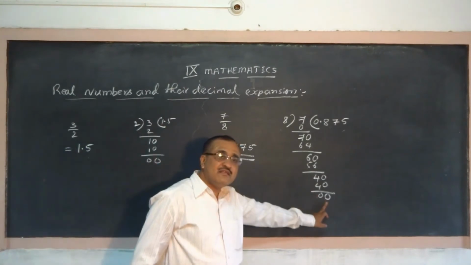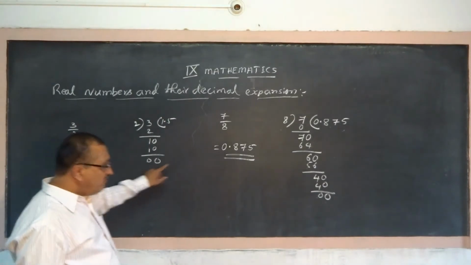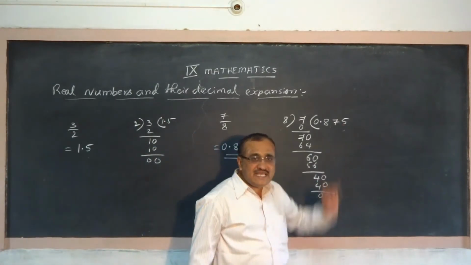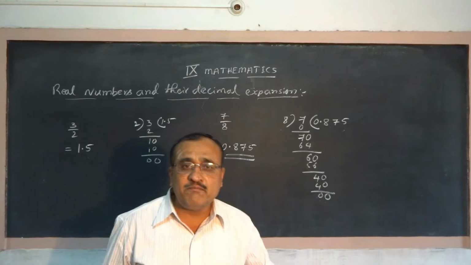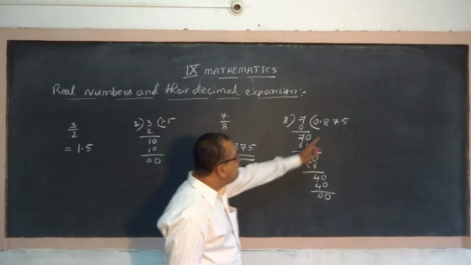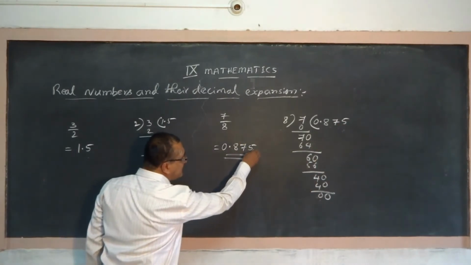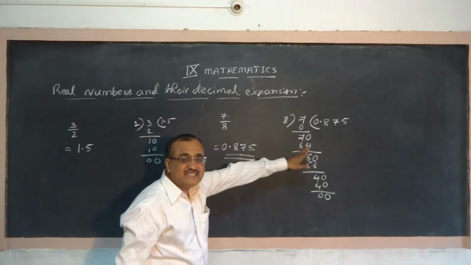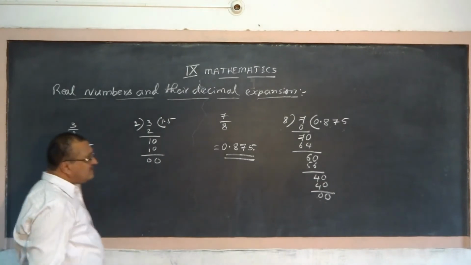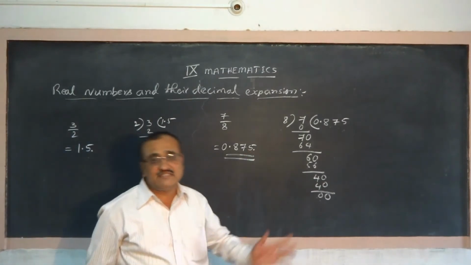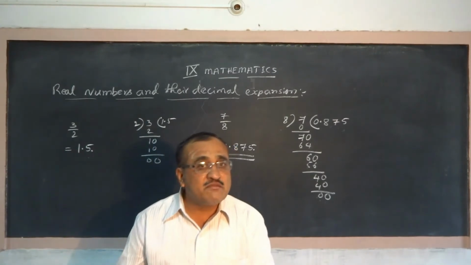Now, what is the remainder? Remainder is 0. Here remainder is 0. When remainder is 0, we say that the division is completed. Is it right? So therefore, we can say that here 0.875 is complete. It is closed here. There is no next digit. So we say that it terminates. Closed means the division ends. The division terminates.